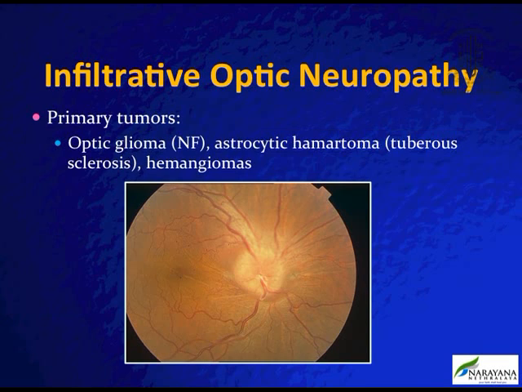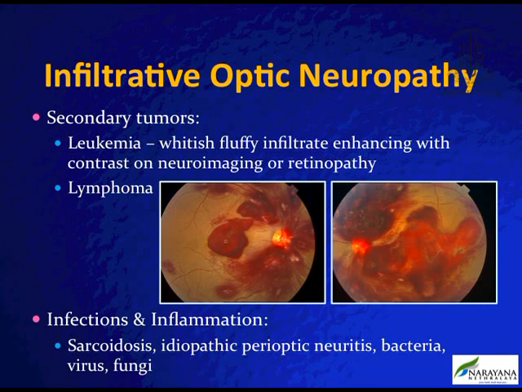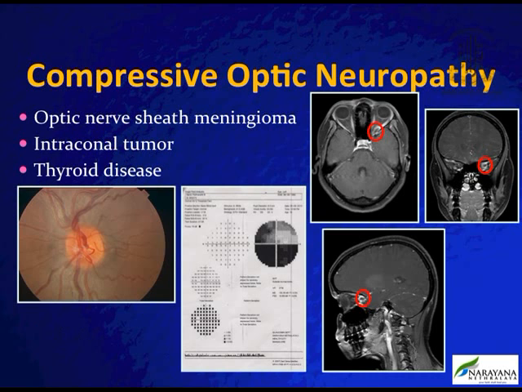Infiltrative optic neuropathy could happen in the presence of primary tumors like optic glioma, hemangioma, etc., or secondary tumors related to leukemia. This patient has optic disc edema with bilateral involvement with leukemic retinopathy, and the commonest cause in case of infection and inflammation is sarcoidosis. And finally, it's compressive optic neuropathy.